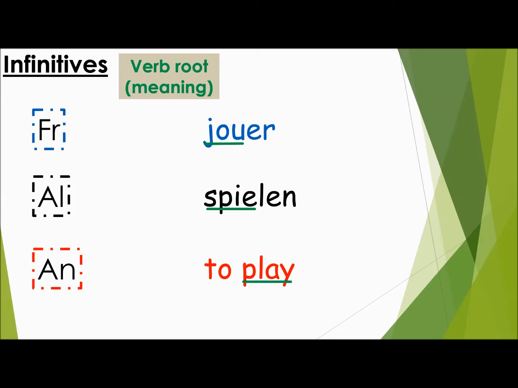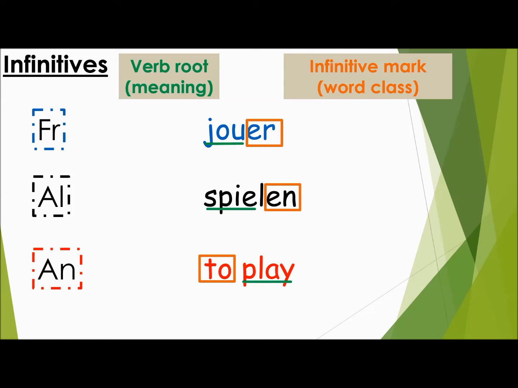And we call these basically verb roots, and they give you the meaning of the verb, so they give you the action that's expressed by the verb. So that's the root, the meaning. But then we stick something to it to show it's an infinitive. So we have the ending ER in French, the ending EN in German, and in English you decided to change it and put a particle in front of play to show it's an infinitive. So these, I'm calling them infinitive marks because we can't really call them suffixes or inflections because in English it's a particle. So they're the infinitive mark in orange.